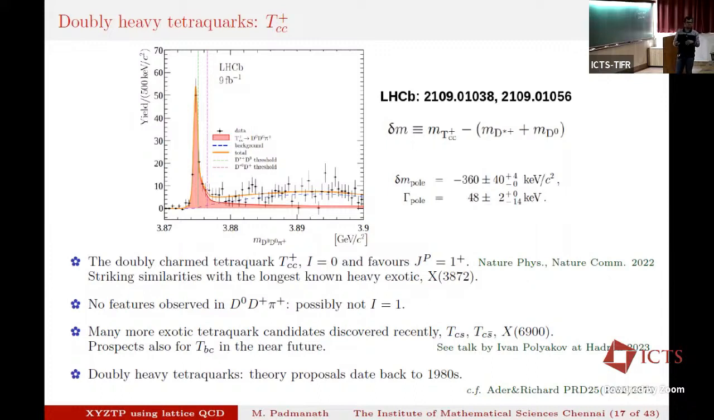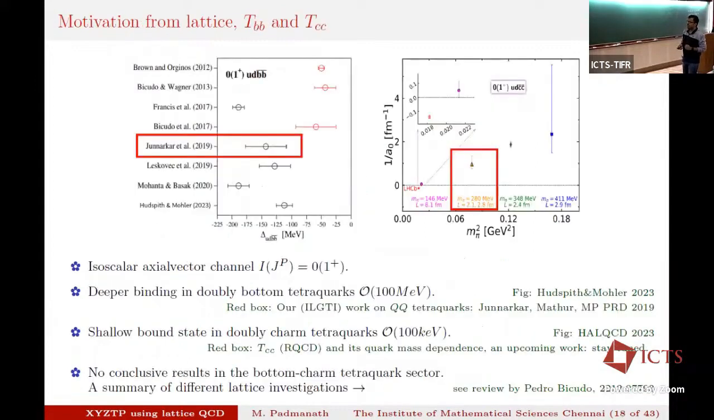But if you consider isoscalars, this peak was found to be consistent with an isoscalar quantum number, and also favors J^P equal to 1^+. So we know what quantum channel we are interested in, and we try to pin down what is going on in this case. In fact, it's not just interesting from the experimental side. There have already been calculations on similar systems from the lattice as well as non-lattice perspectives. I'm just giving some motivation from the lattice side.